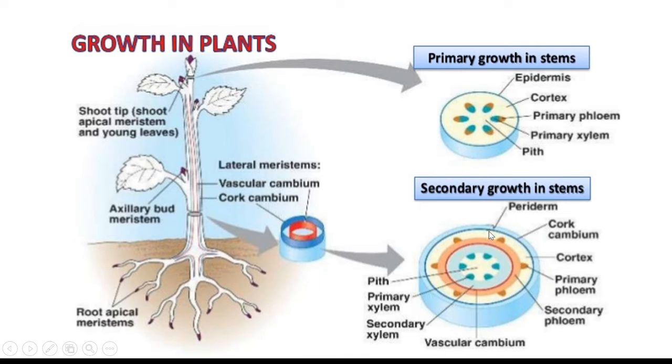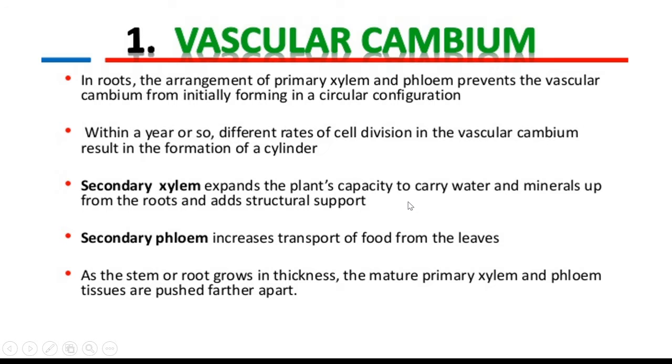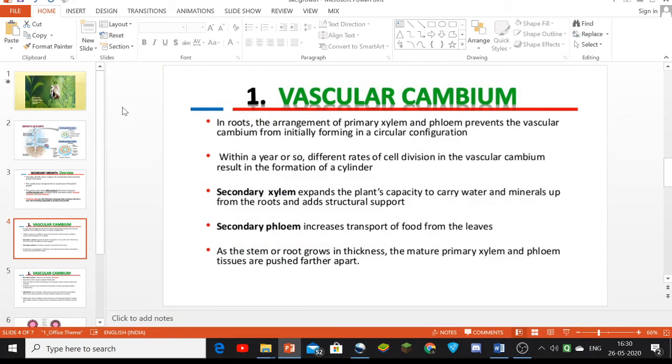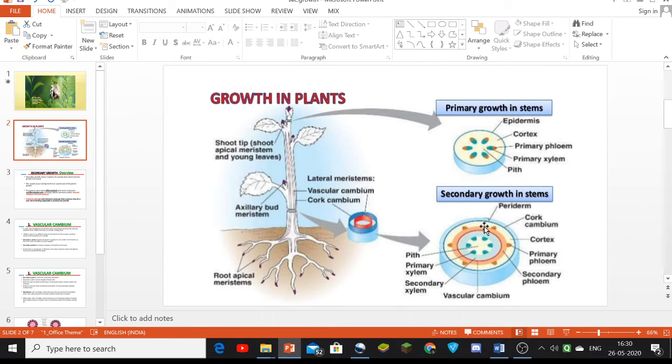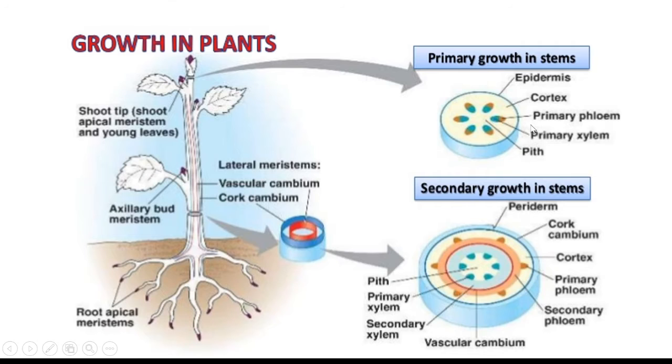So how does the secondary growth happen in plants? That's what we can see. Before that, this is the structure of the stem. This is the primary growth of the plant. So this is the primary growth in the stem tissues. You can see the epidermis and cortex and phloem, xylem, pith and all.